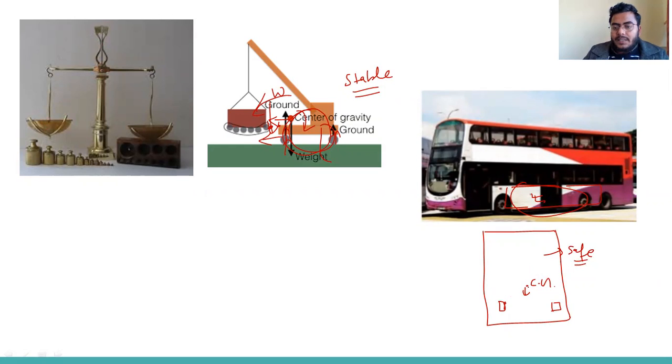Once this CG goes up, then by any toppling, like some undulation of the ground coming, it will become like this. And suppose the CG will be here, so it will go down. So toppling will occur. So to avoid toppling, we try to keep the CG as low as possible, so that the distance between the CG and the road should be minimum.